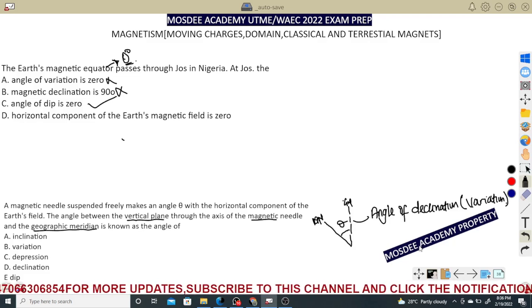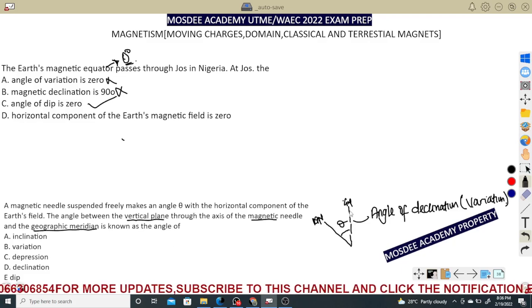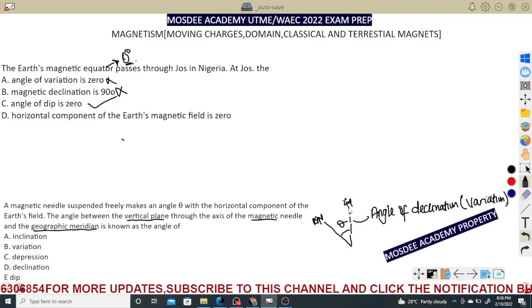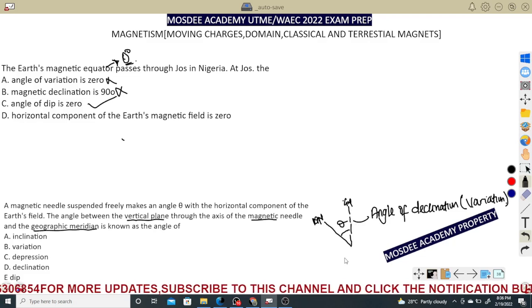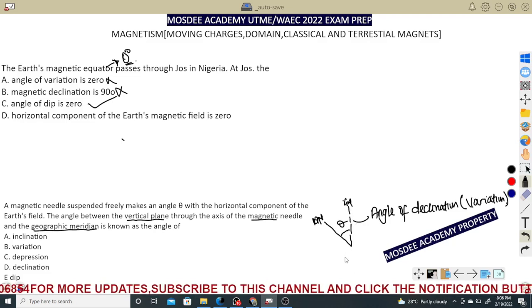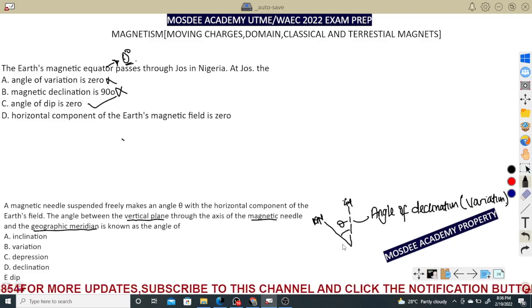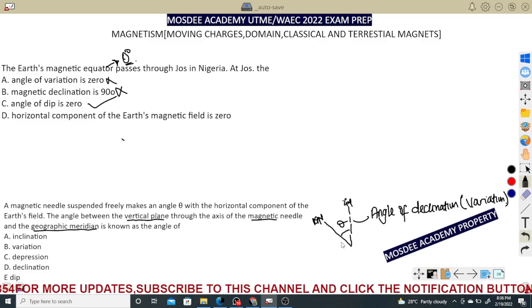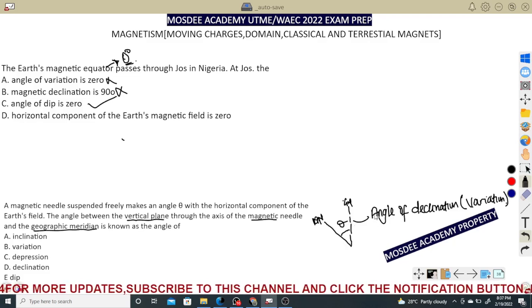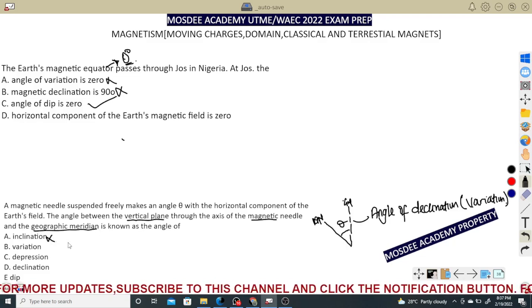So now, be careful about this type of question. Look at it. It was suspended at an angle of theta at the horizontal component of the Earth's magnetic field. The angle between the vertical plane, that is the axis of rotation. I told you the Earth's magnetic field has one particular characteristic. The north pole of the equator always rotates about the axis of rotation, in which we can now form two characteristics we define in terms of angle of dip, angle of what? Inclination, and angle of declination. So inclination is angle of dip, angle of variation is the same thing as angle of declination.